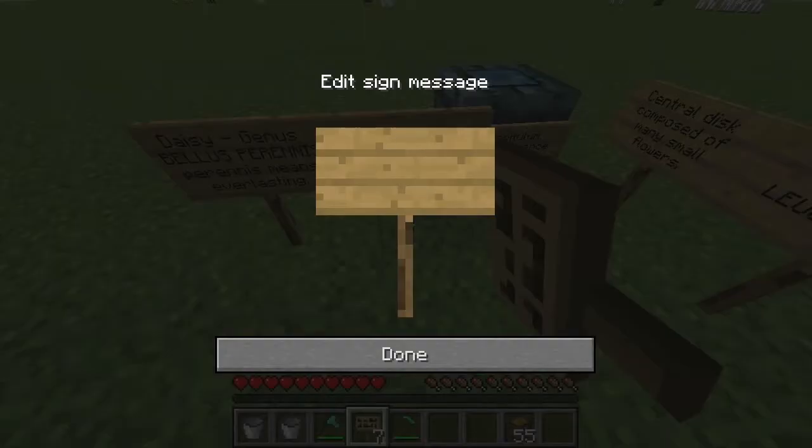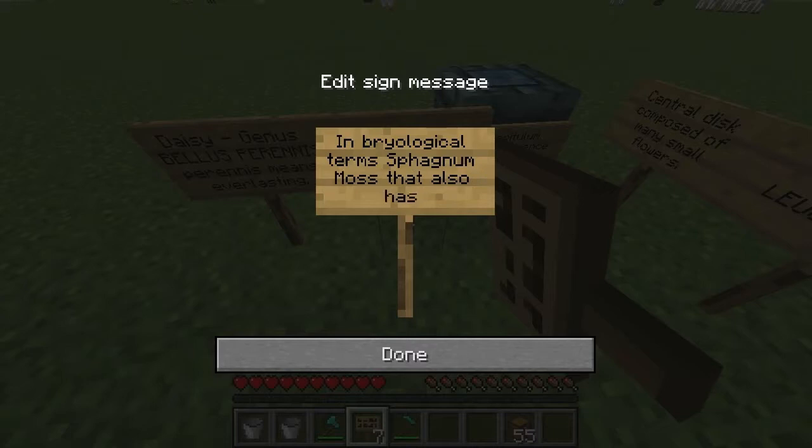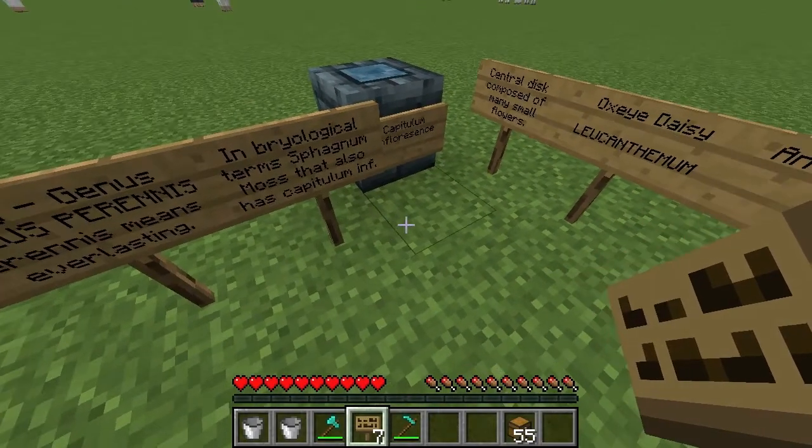But there's also, for instance, in bryological terms, so bryological means moss, and I always get it wrong, it's either lichen or lichen, it depends how you want to say it. In bryological terms, there's also a type of moss called sphagnum moss that also has capitulum inflorescence. So yeah, there's that.